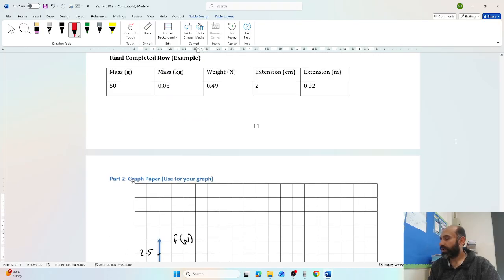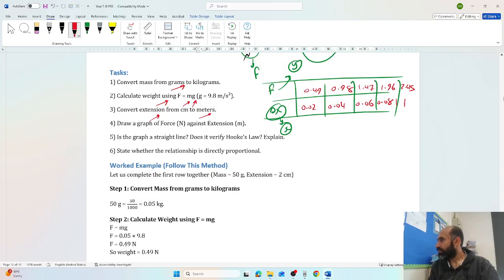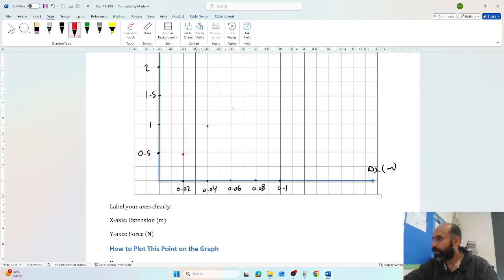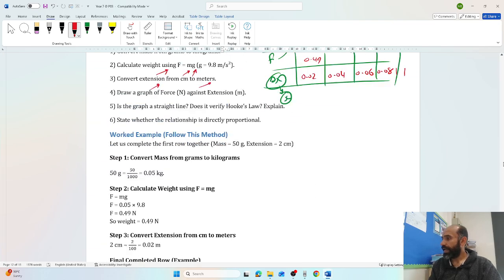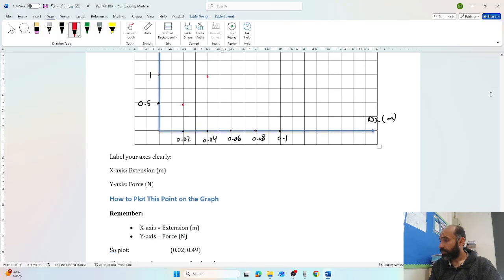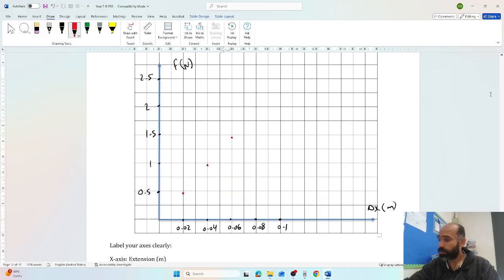0.06 with, I think, 1.47. Yeah, it's 1.47, which is very close to 1.5, which is here. So we will move just a little bit under it. 0.08 is 1.96. So 1.96 is very close to 2 here. So we'll just move a little bit under it.